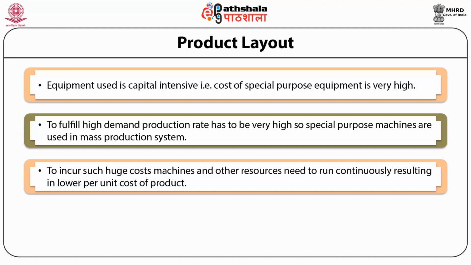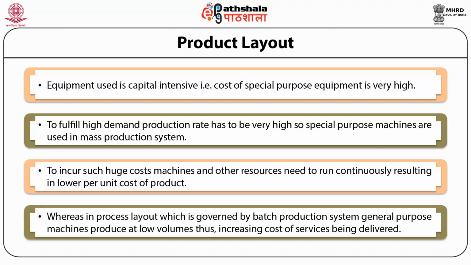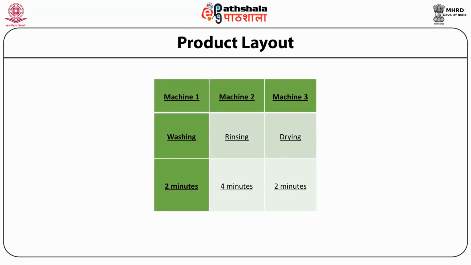To fulfill high demand, the production rate has to be very high, so special purpose machines are used in a mass production system. To recover such huge cost, machines and other resources need to run continuously, resulting in lower per unit cost of product. Whereas in process layout, which is governed by a batch production system, general purpose machines produce at lower volume, thus increasing the cost of services being delivered.